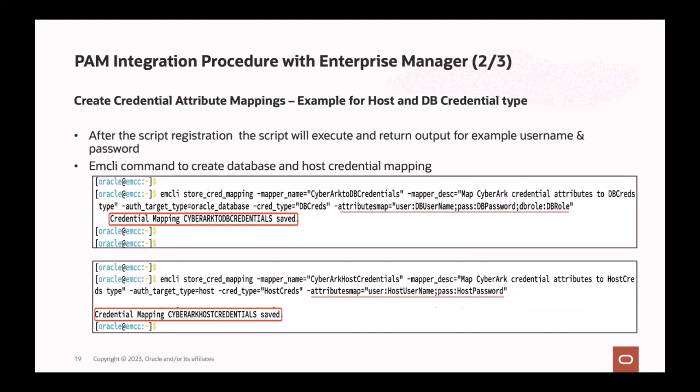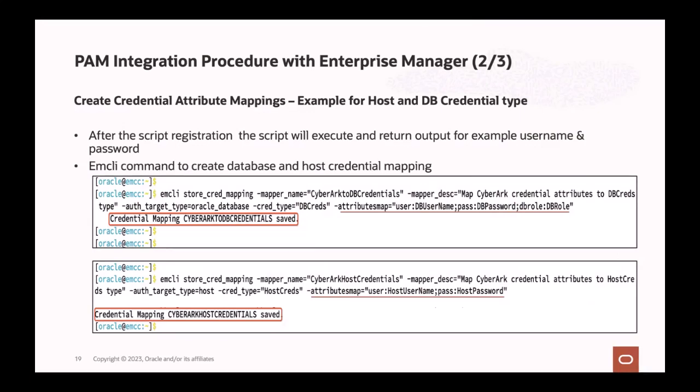So here, if you can see, after the successful execution of the script, it will return the output, say, example, username and password. So it might be returning with username as Oracle and password as, say, welcome. So the script output should be mapped with the credential type. And then we have to map the parameters.